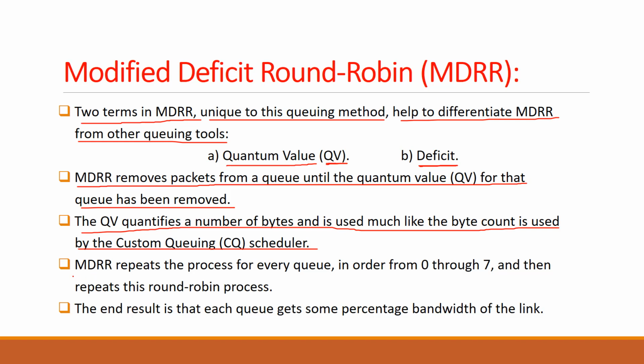But before we go to the next slide, Mdrr repeats the process for every queue in order from 0 to 7, and then repeats this round-robin process. When repeating this round-robin process, we call it a pass.